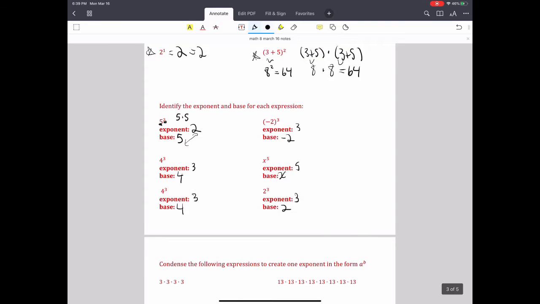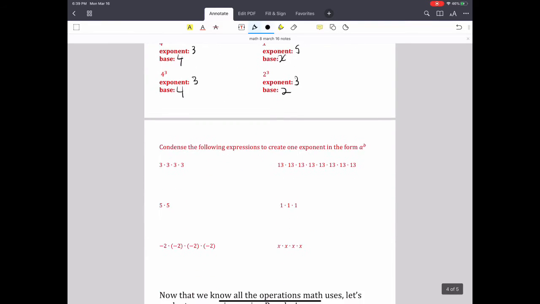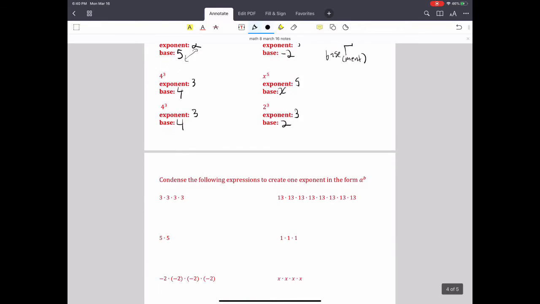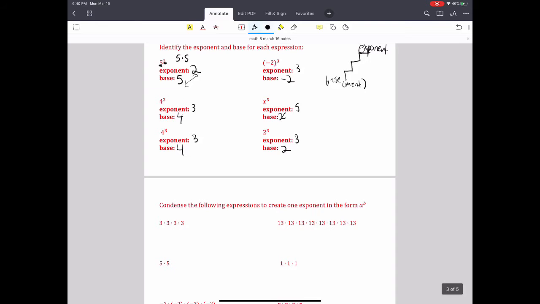You just got to know that the exponent is the number upstairs, like you're walking up the stairs. There's your exponent. Oh, this actually makes sense. There's the exponent, and there's your base, because it's like the basement. There you go. I'm a very good drawer.